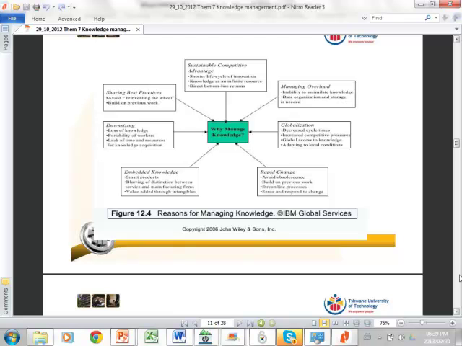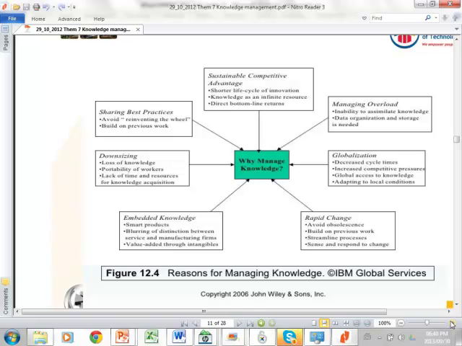Okay, rapid change. We've spoken about the technological change. Let me try and make this a little bit bigger. Is that better? Okay, sorry.